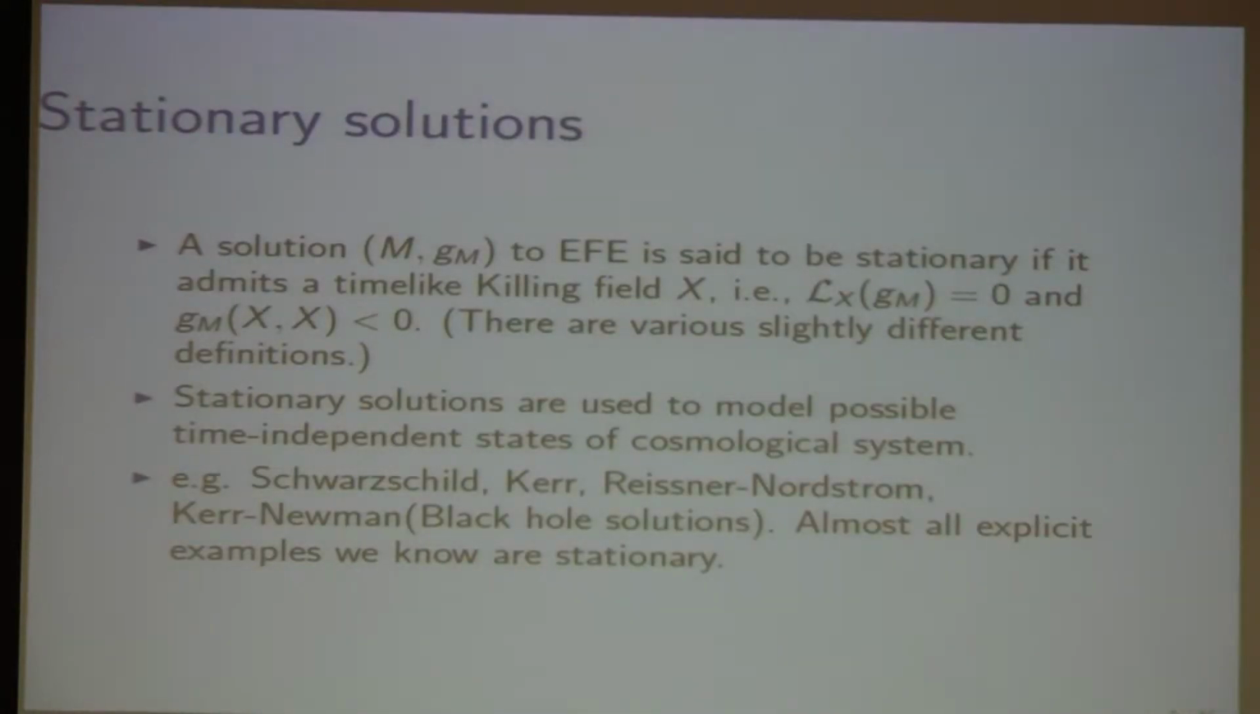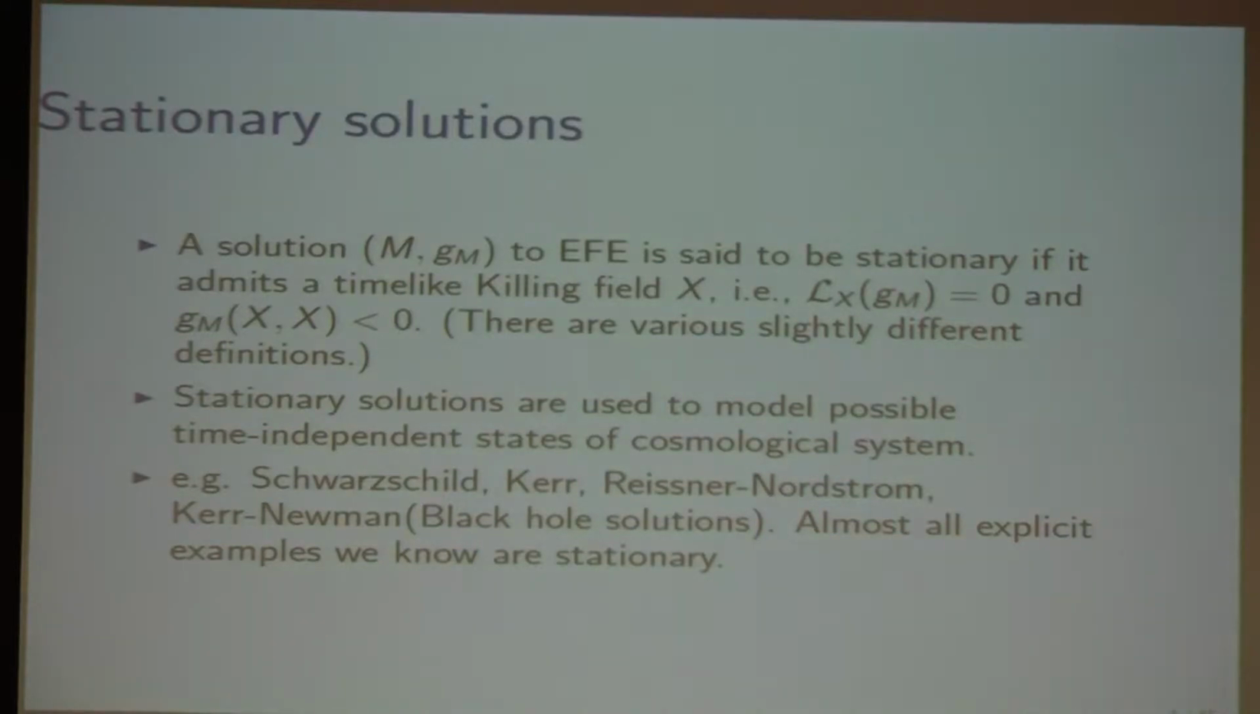The second terminology I want to introduce to you is stationary solution. A solution to the Einstein field equation is said to be stationary if it admits a time-like Killing field X. It means that the Lie derivative of the metric with respect to X is 0. And X is time-like, so it means the inner product of X with itself is negative. There are various slightly different definitions, but I keep this one as the definition of stationary solutions.